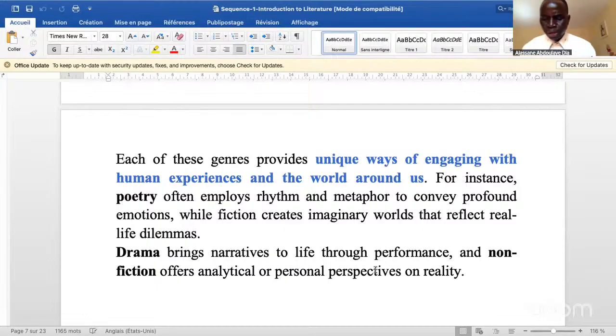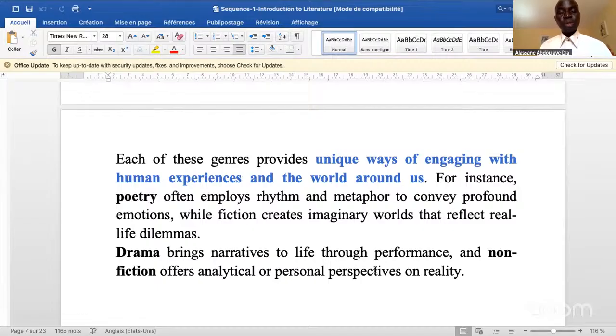But let me take drama. Drama, for example, take Shakespeare, Hamlet, or Othello. You can find it. All right? So this one is fictionalized, so you can see how they are represented in their performance. That's why we say that drama brings the narrative to life through performance.